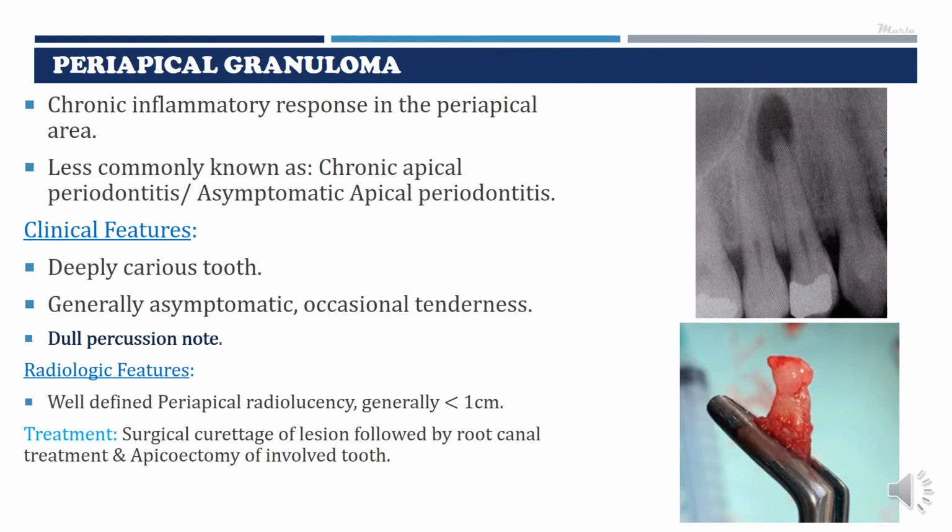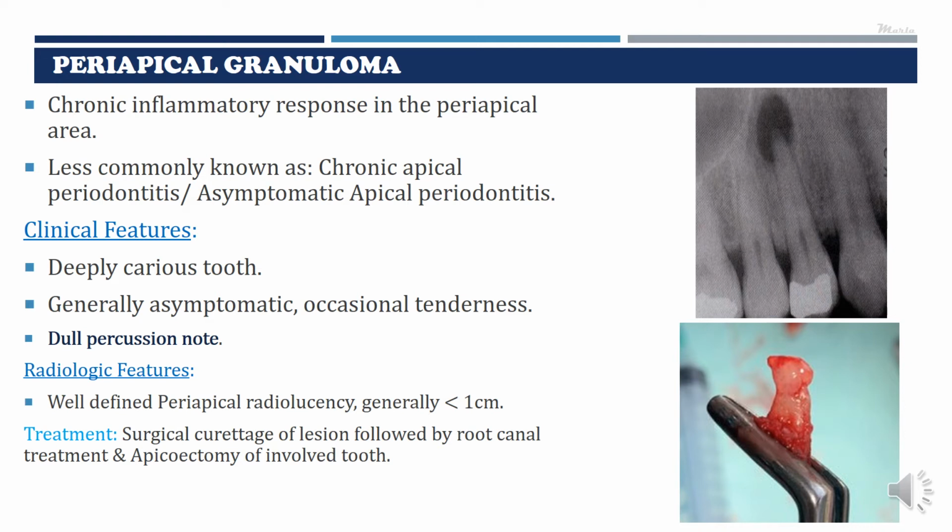So in periapical granuloma, a chronic inflammatory process is happening around the root apex such that it gives rise to a proliferating infected granulation tissue formation. If an IOPA is taken, we can see a well-defined radiolucency around the root apex. The size of the radiolucency is generally less than 1 centimeter. So a well-defined radiolucency less than 1 centimeter around the root apex is indicative of a periapical granuloma.